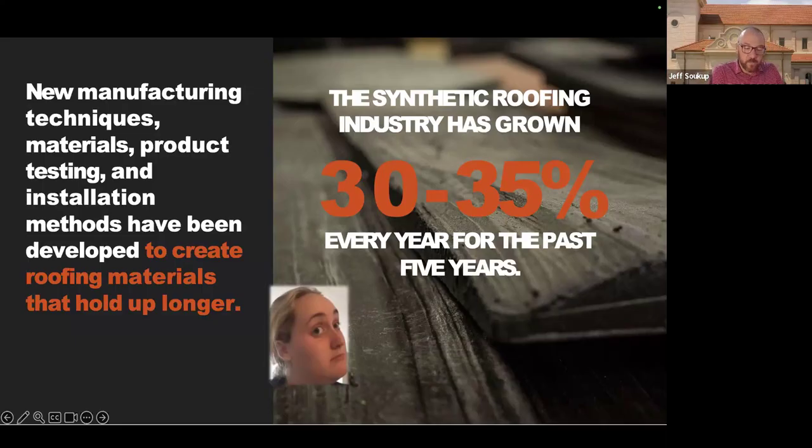If you were going to look at a product life cycle arc, I would say synthetic roofing is where either fiber cement siding or composite decking was 30, 40 years ago. We are very early on, but it's becoming more and more the norm every year.